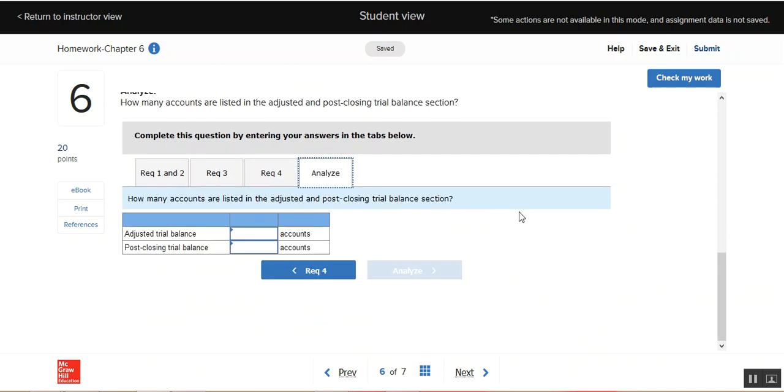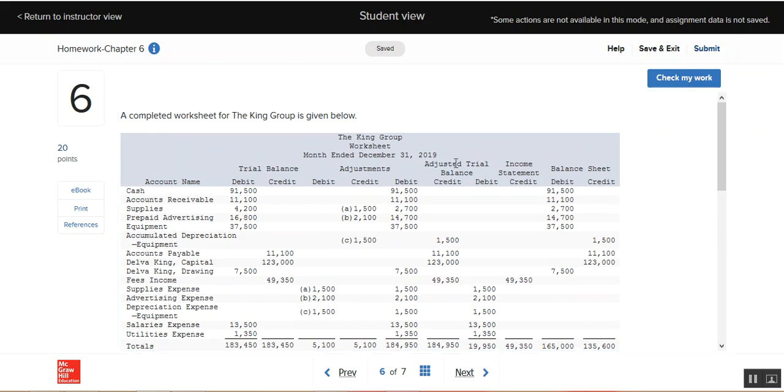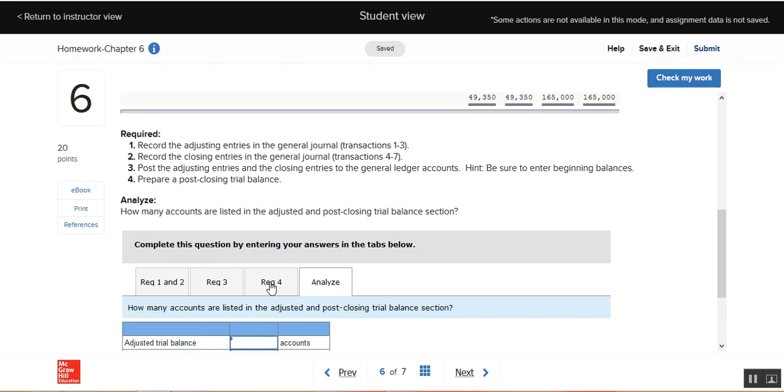And what's it say? How many accounts are listed on the adjusted and post-closing trial balance section? Well, the adjusted trial balance is here, so you just have to count how many accounts have balances. On the post-closing, go back to the previous requirement 4 and just count. I had 10 accounts or 8 accounts or however many there were. That's all there is to it. So that's how you're going to tackle that problem. As always, if you have problems or you need help, feel free to contact me and I will assist you.